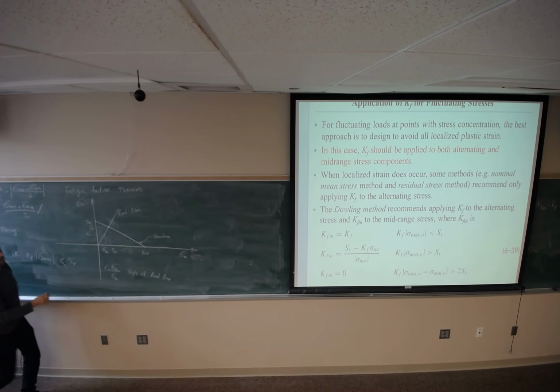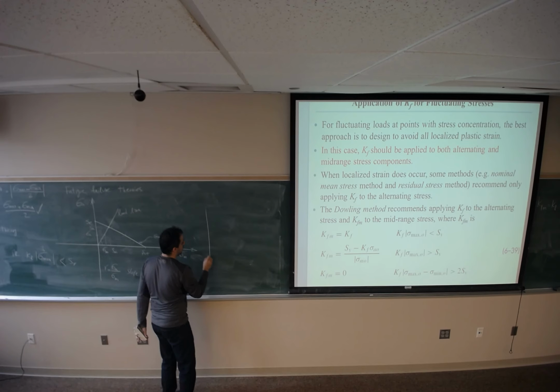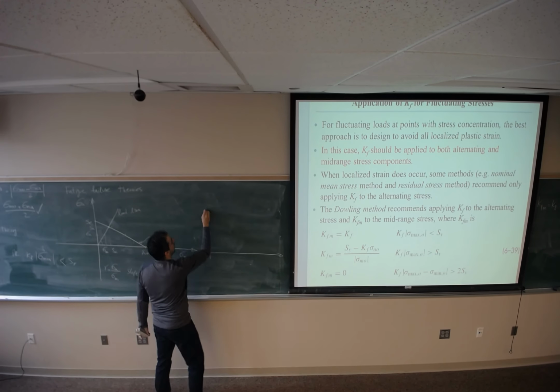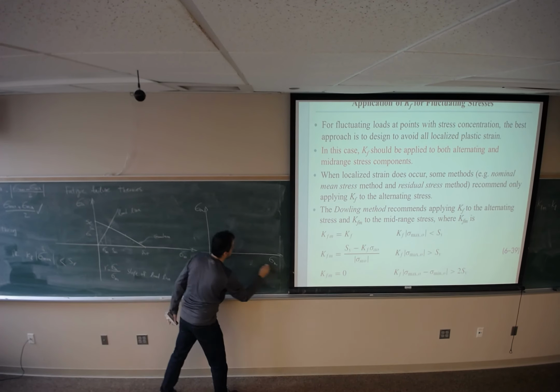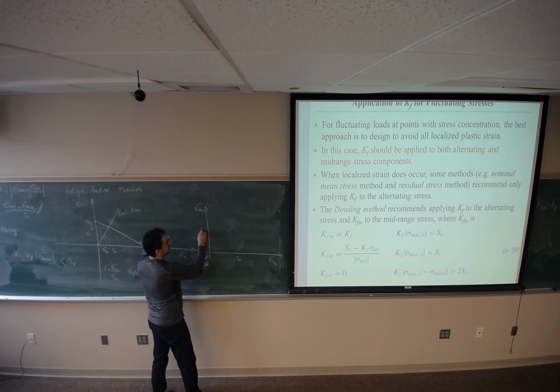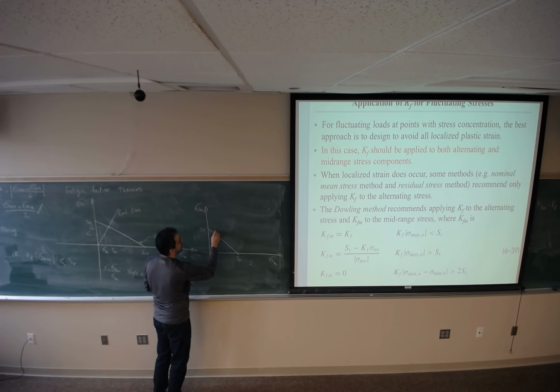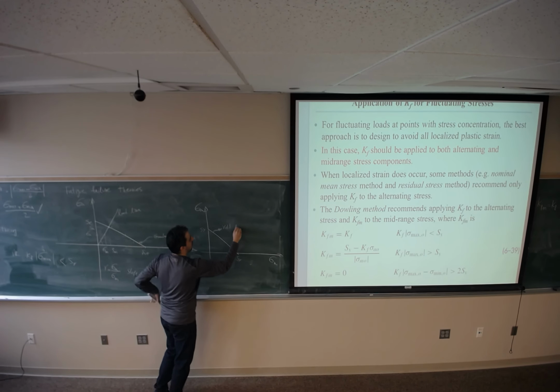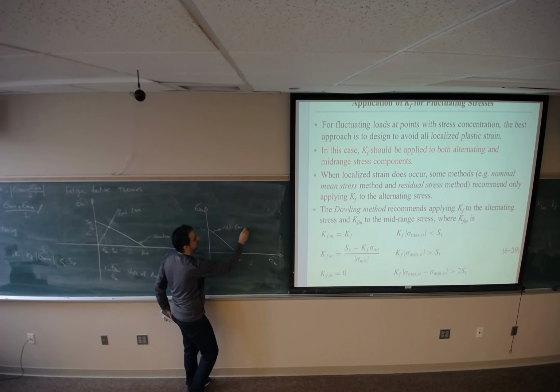Now, let me introduce the yield line or Langer line. Sigma A, sigma M. So if this is Sy, and this is Sy as well, yield strength, yield strength, and you connect these two, it's called the yield line or Langer line.